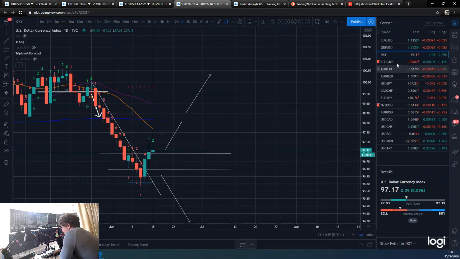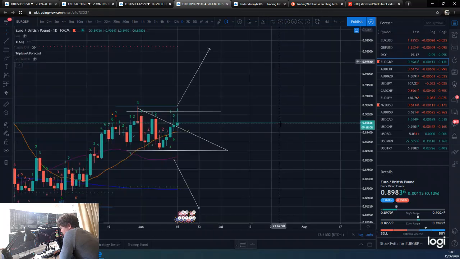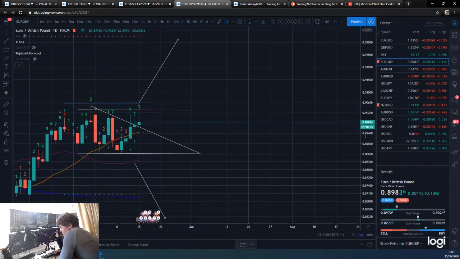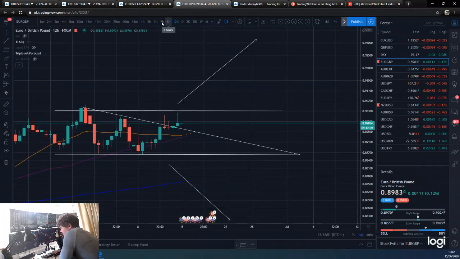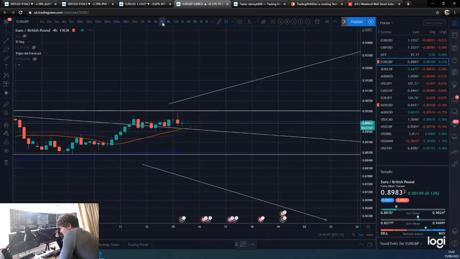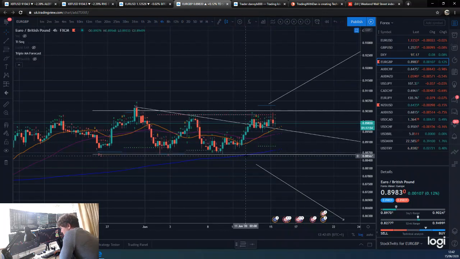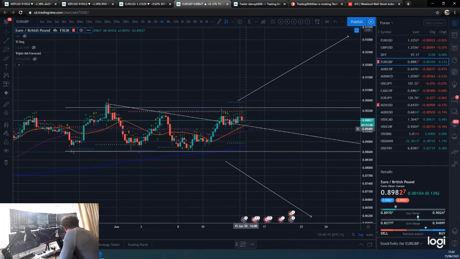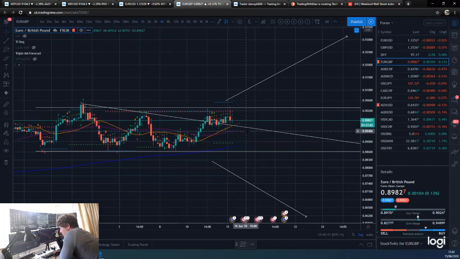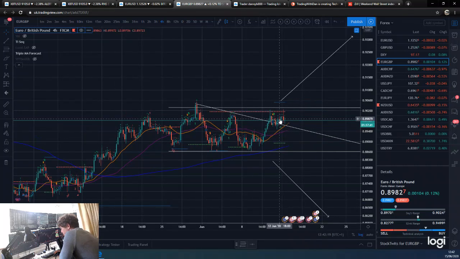So Euro pound, I obviously put a trade on here, and it was kind of based off the triangle, potentially bouncing off the top of here and coming back down. We're above this trend line now. So it's a case of whether we break back into the triangle, or we're going to break back above this level here.